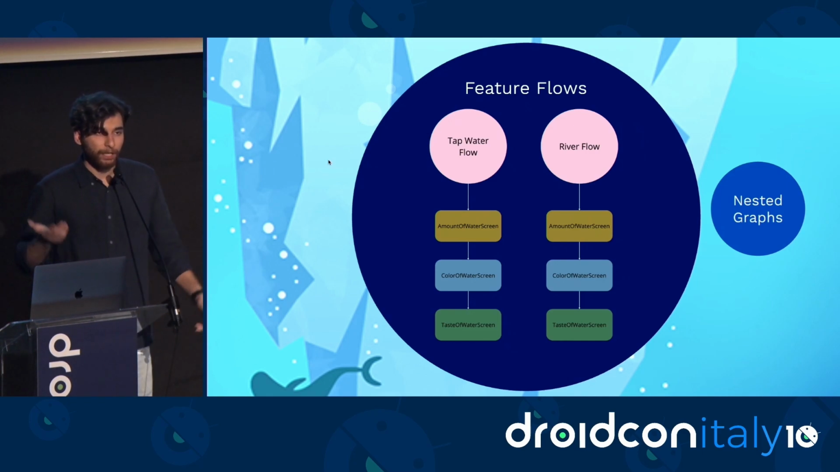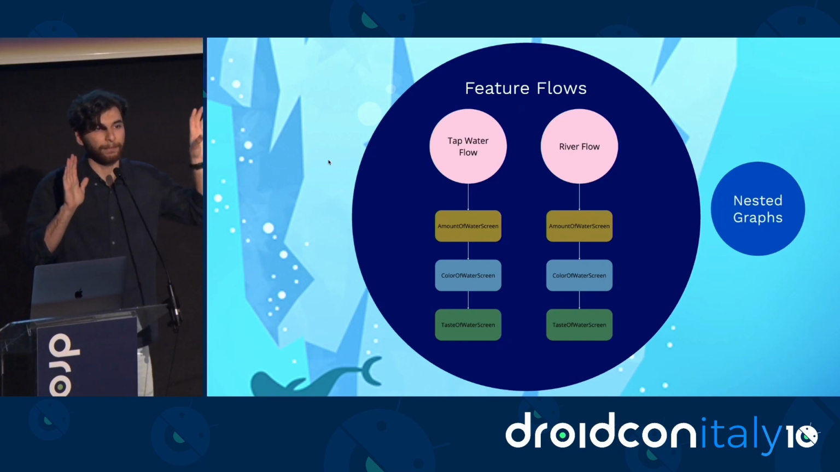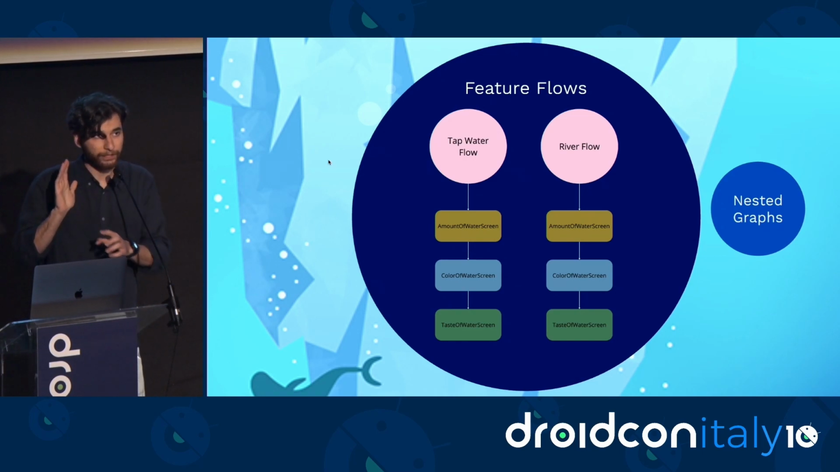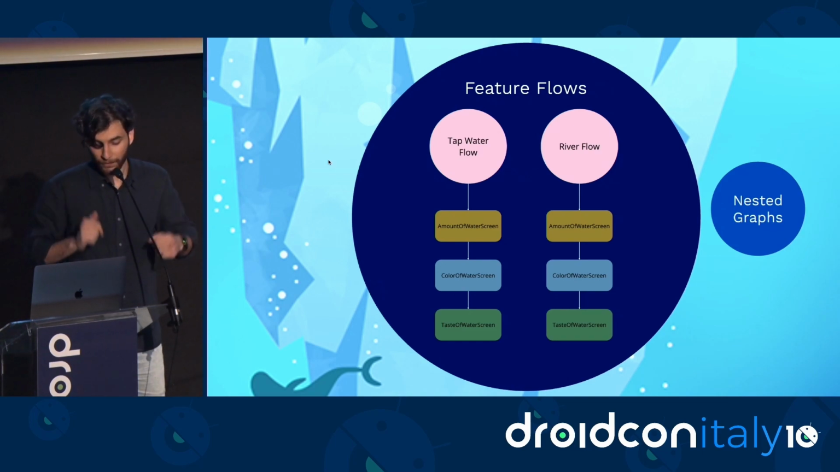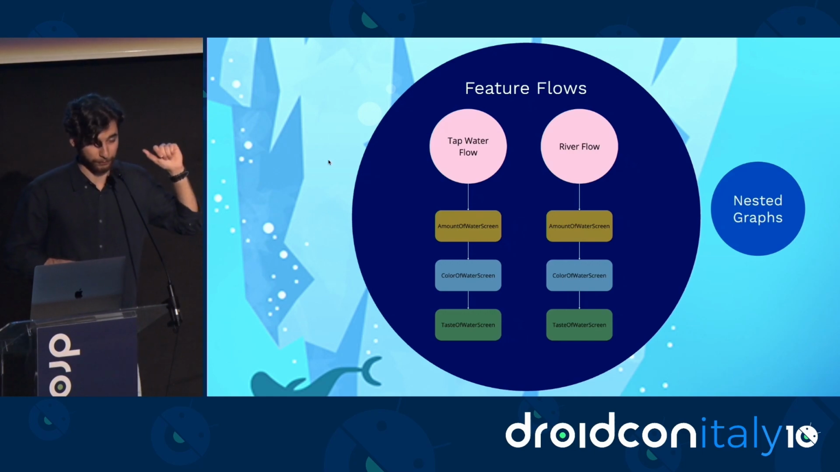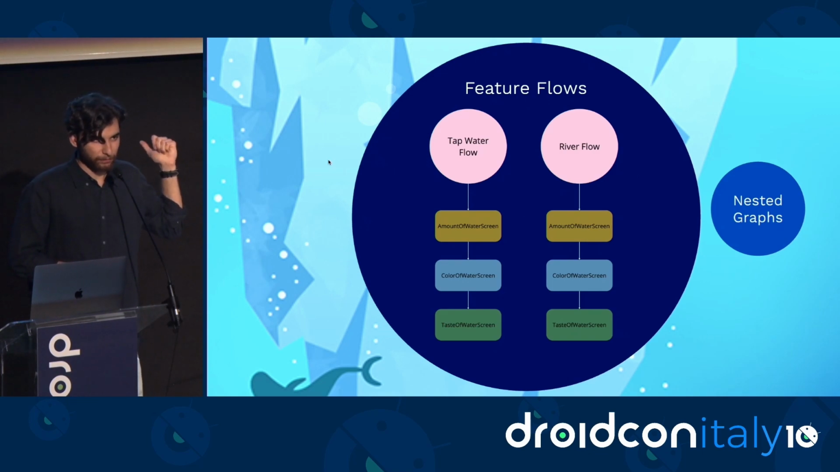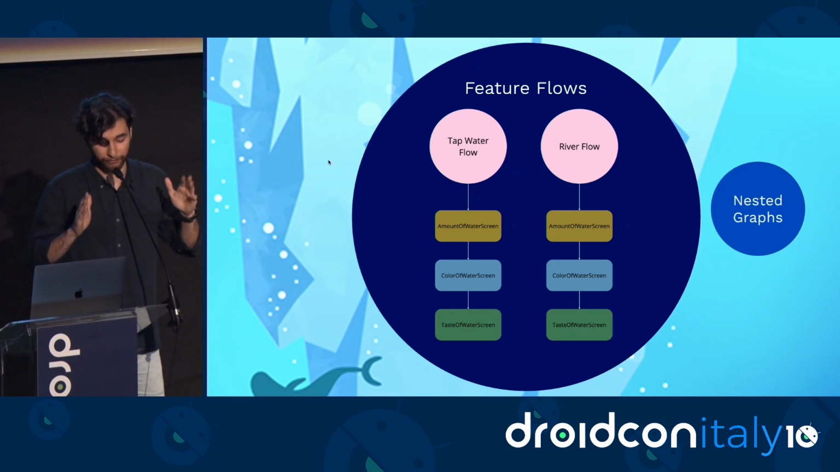So imagine you have a screen that has 2 buttons in it, nothing else. The first button leads you to one certain path, and the second button leads you to another path. So basically, you have 2 flows in this feature. I would like to call these 2 flows tap water flow and river flow. I got the feedback that they will become complicated somewhere in my presentation, but I didn't have time to change it, so please bear with me.